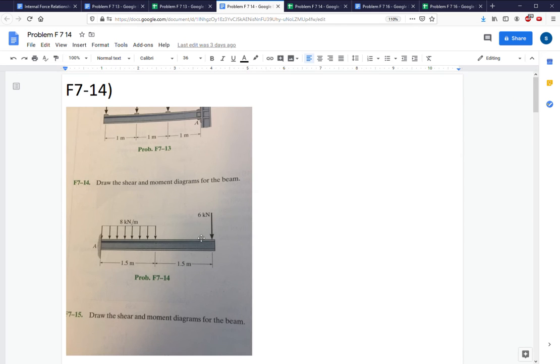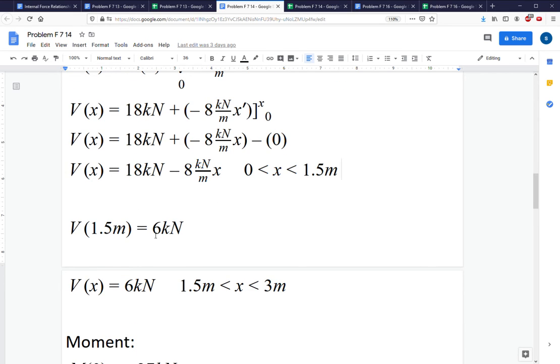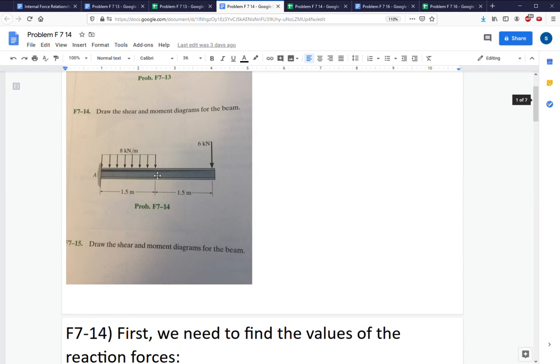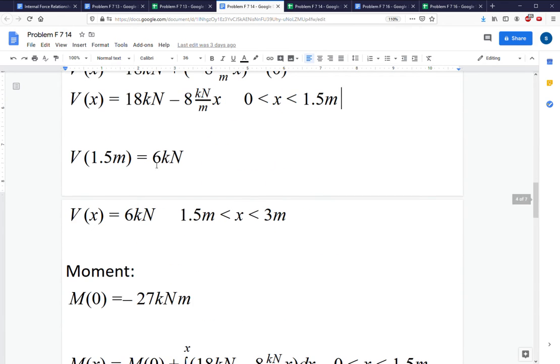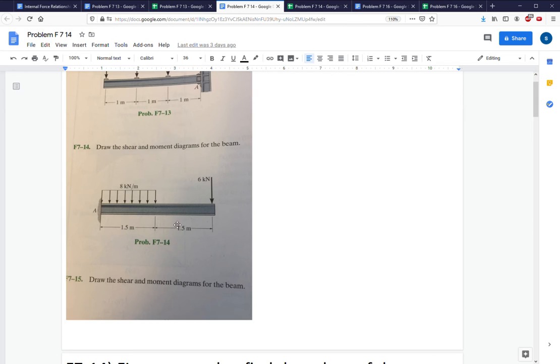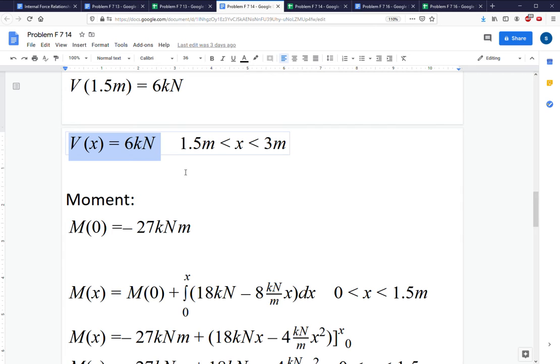To find the next point, we need to find the shear at this point right here, which we can do by plugging 1.5 meters into this formula, and we get that the shear at this point is 6 kilonewtons. Now there is no w function right here, so we could say that the derivative of the shear function is 0 at this point, which basically means it's a constant. So in that second region, the shear function is 6 kilonewtons. All right, easy enough.